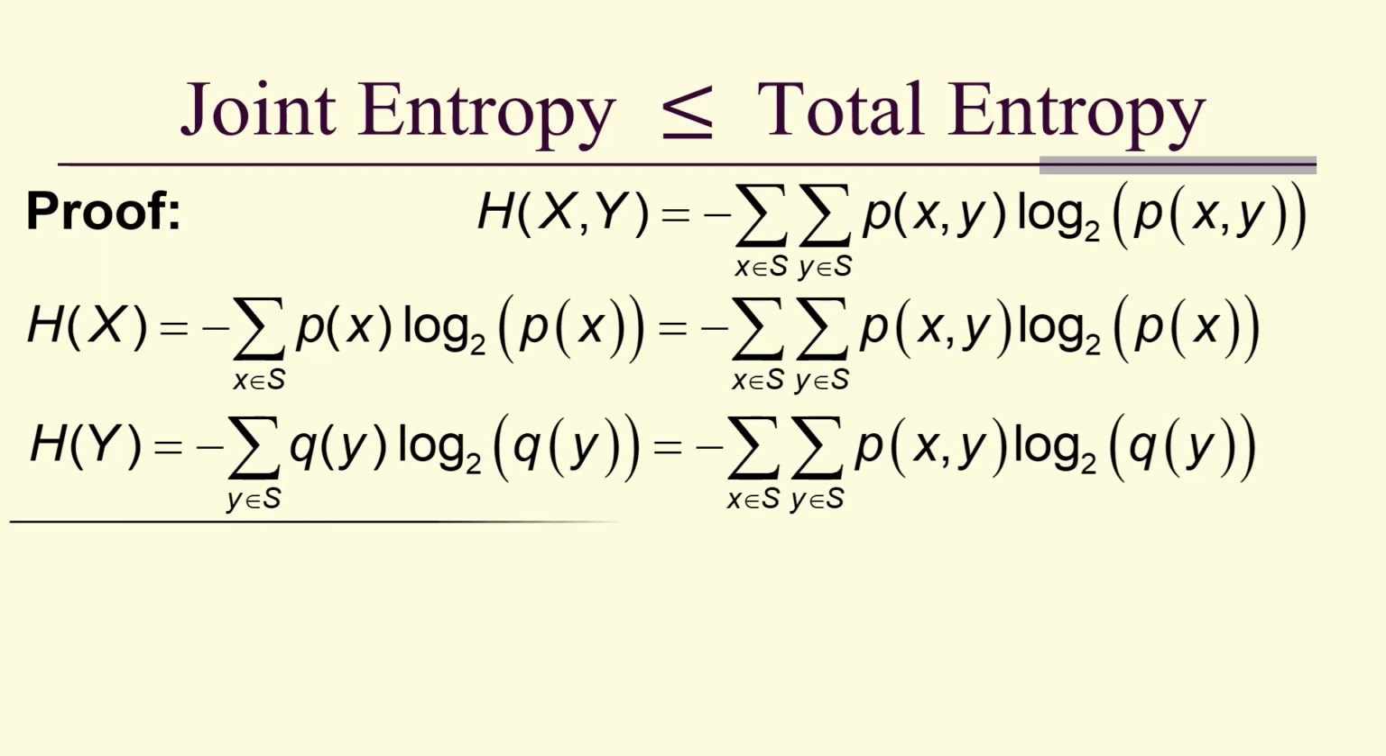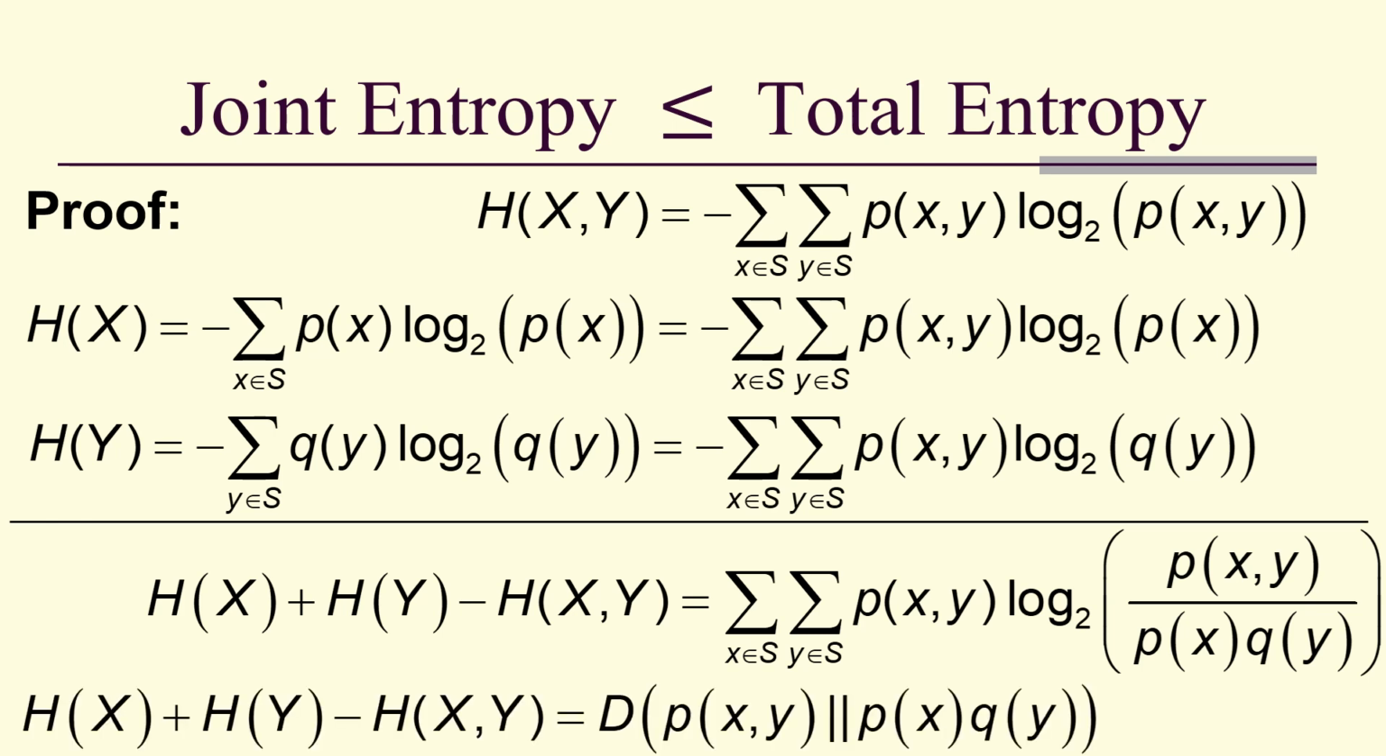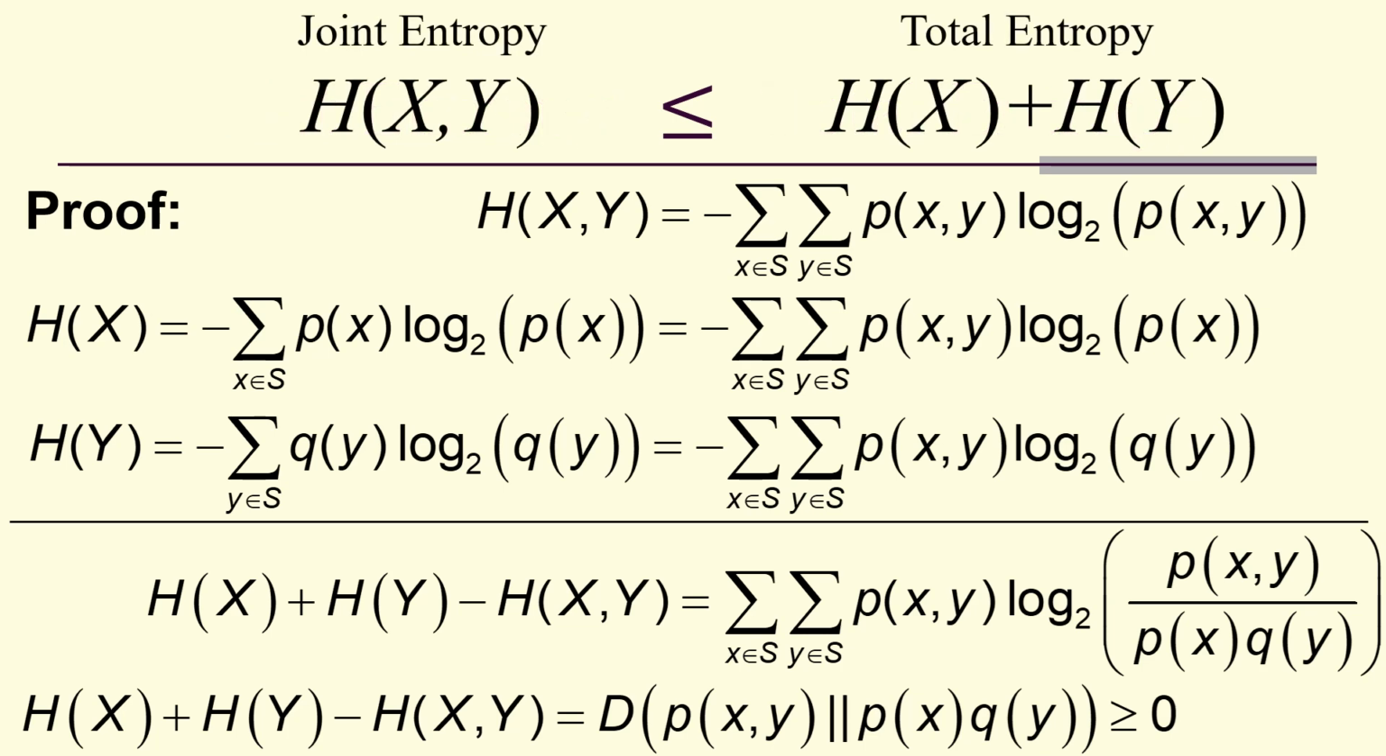Notice that if we add H of x and H of y and subtract the joint entropy, we're going to have differences in products of these logarithms, and that's going to give us the log of this fraction. But that's just the Kullback-Leibler divergence of p of x,y and p of x times p of y, which is non-negative. Therefore, joint entropy is less than or equal to total entropy.